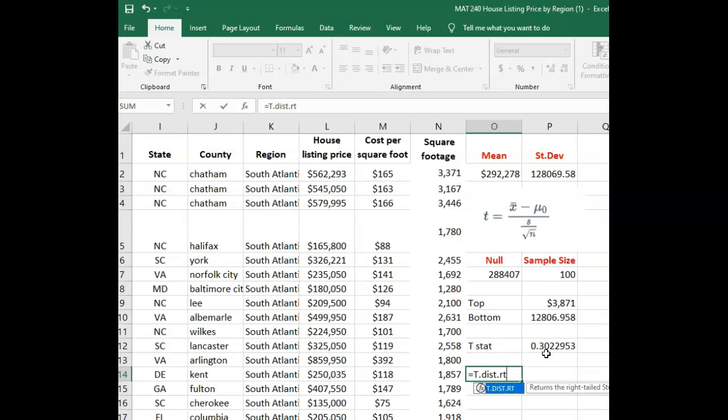T.DIST.RT, because we're doing a right-hand tail test. And you want your test statistic there. One less than your sample size is your degrees of freedom. And that's what I get back for my p-value. That's going to be larger than my alpha, so I will fail to reject my null hypothesis, which in the context of this just means I have no support for that alternative, which said that my region had a higher listing price than the national average. There's no evidence to support that.